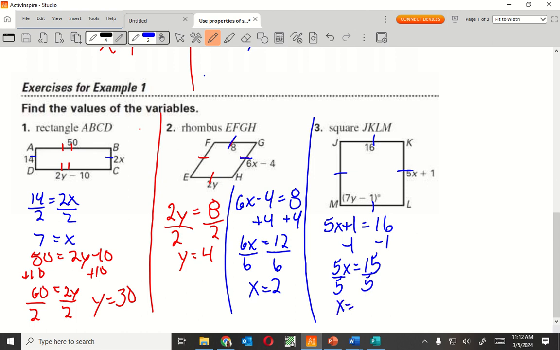Alright, divide by 5. x is 30, right? No, it's 3.